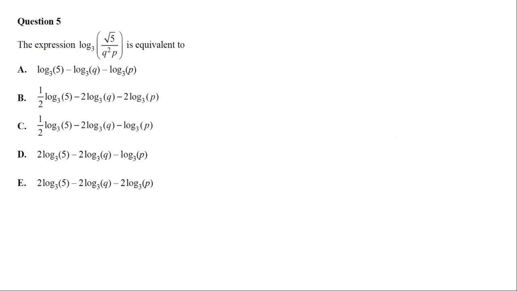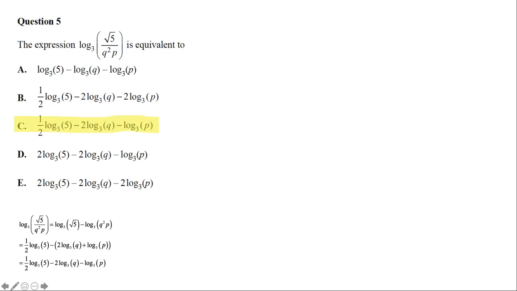Question 5 is a typical Year 11 logarithmic question. So what I'm doing here is I'm using the log laws by separating the division sign here using subtraction, and then I keep separating the second term, which gives us half log 3 5 minus 2 log 3 q minus log 3 p. So this is pretty straightforward. Option C is our correct response.